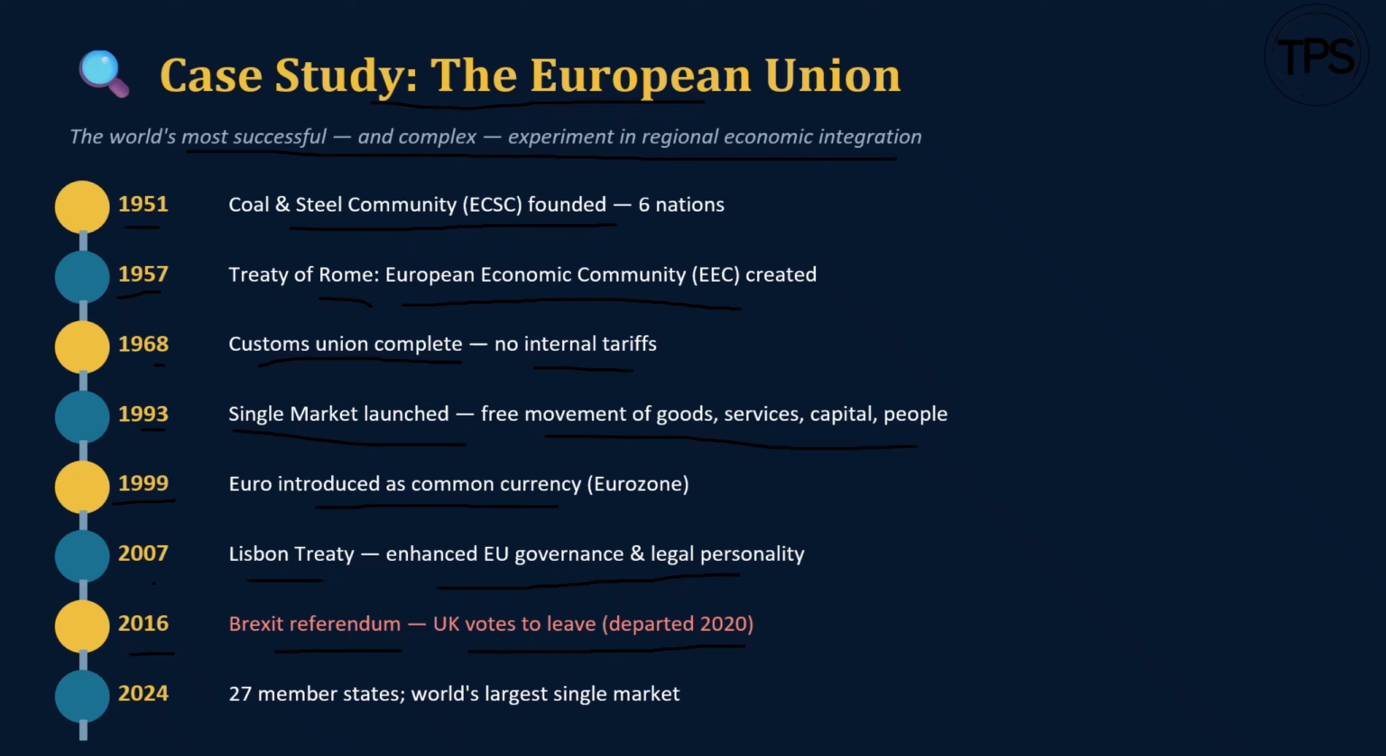Before Brexit, the UK was a member of the EU. In 2024, there are 27 member states, the world's largest single market. This is the best case study for the European Union, as it gives a real example of regional economic integration and how the integration happened.